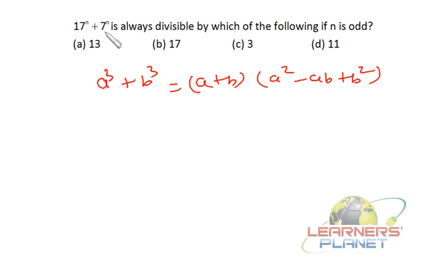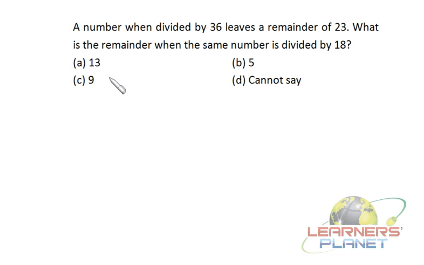So here in this case, 17 plus 7, that is 24, will be definitely a factor of this expression. But we have not been given 24 in the options, so we can take a factor of 24 that is available with us. Here it is 3. Okay, so the answer is C, that is 3. Now let's see this problem. A number when divided by 36 leaves a remainder of 23. What is the remainder when the same number is divided by 18?